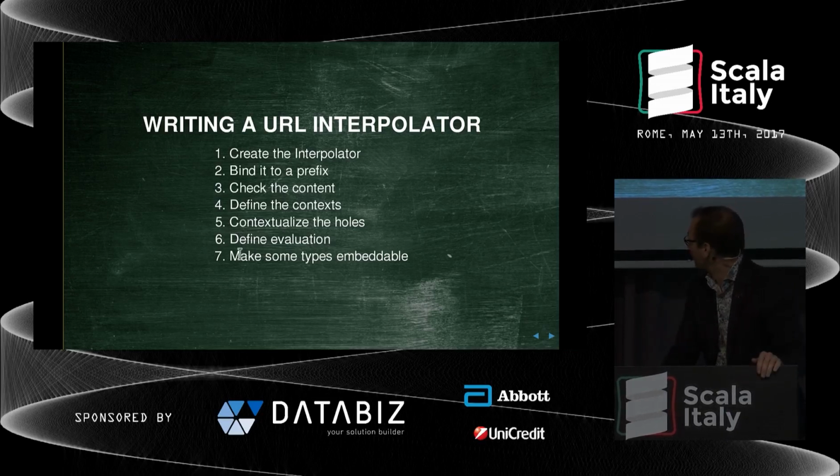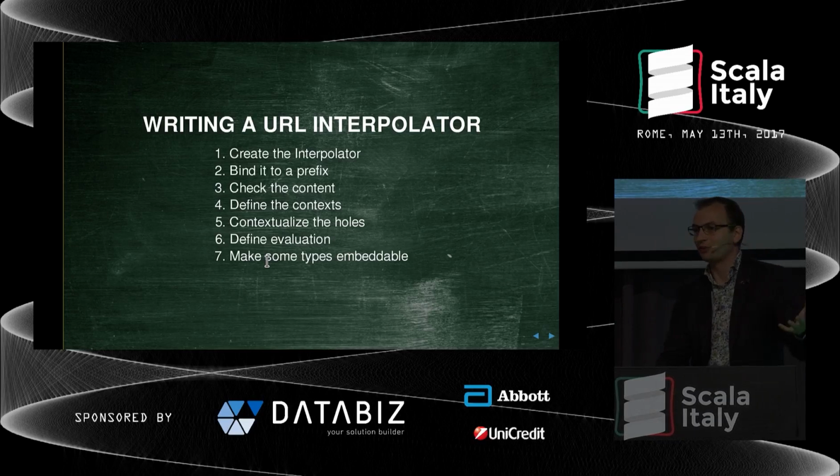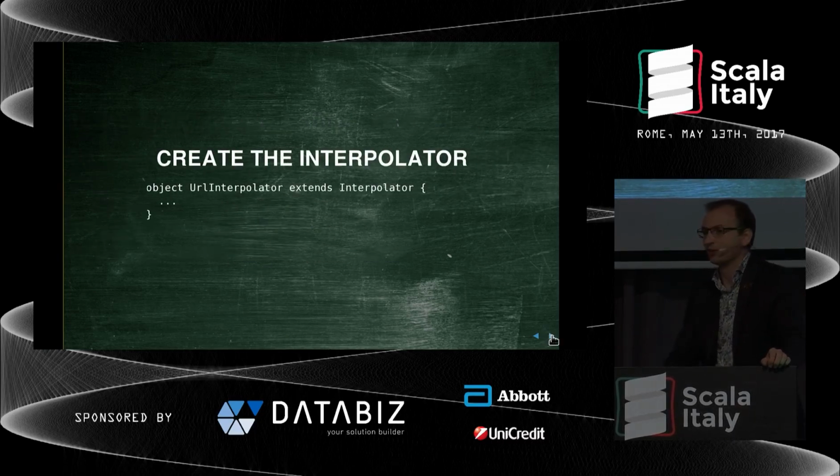That's the evaluation. And then if we're going to allow substitution of types, then we need to specify, with the embedding examples I showed you in the previous couple of slides, how to show the compiler how to embed different types in your interpolated string. Okay, let's get started. So the first thing, we create the object. It extends interpolator, and that's all there is to it for now. We're going to replace these dots with something in a moment.